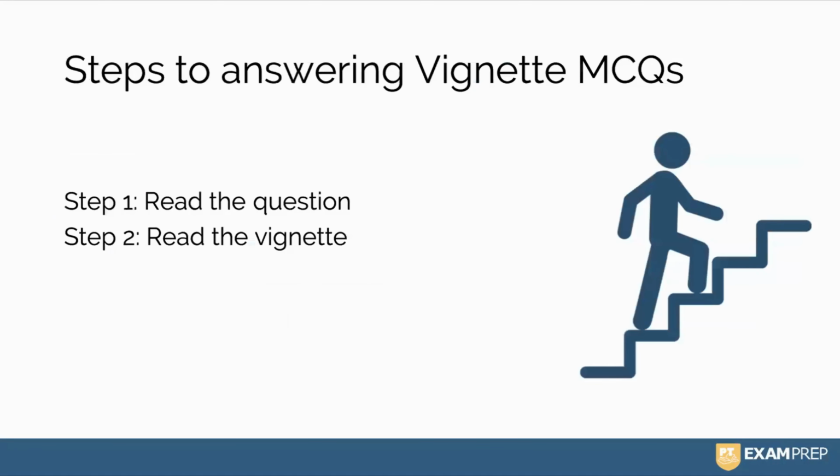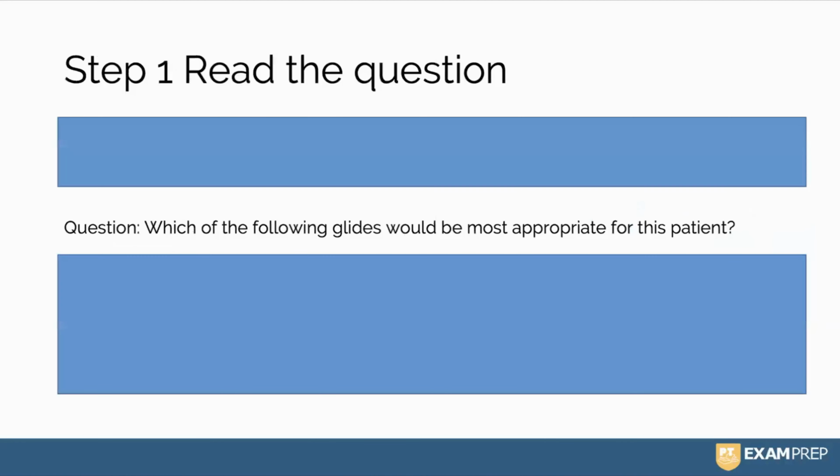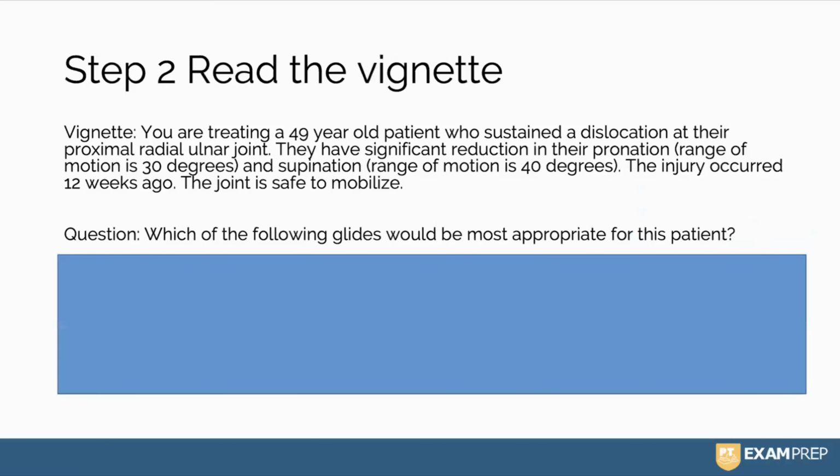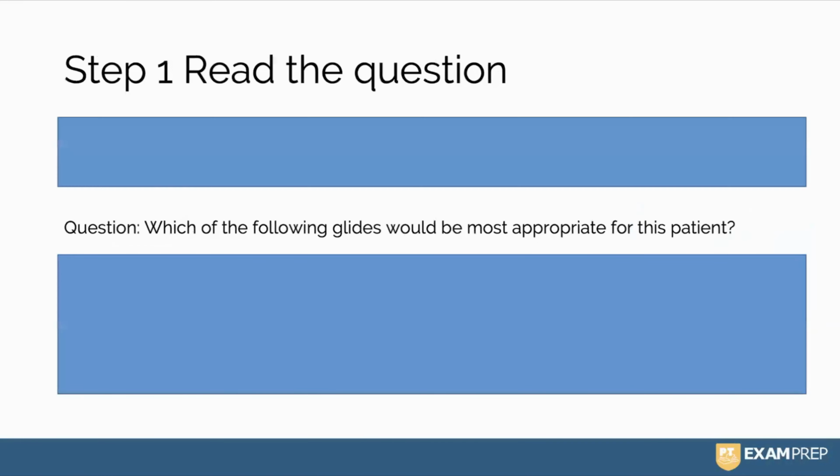Your step one is you are going to read the question and then the vignette. Hear me when I say this. You are going to read the question and then the vignette. Do not do it the opposite. The reason for this is that when you read the question, you are then going to have a more detailed, focused approach. You're going to focus more on the vignette to pick out what you actually need to gain from that vignette.